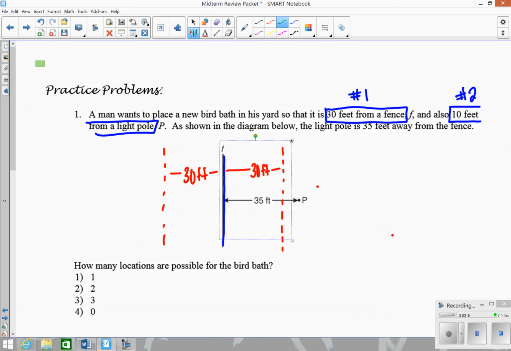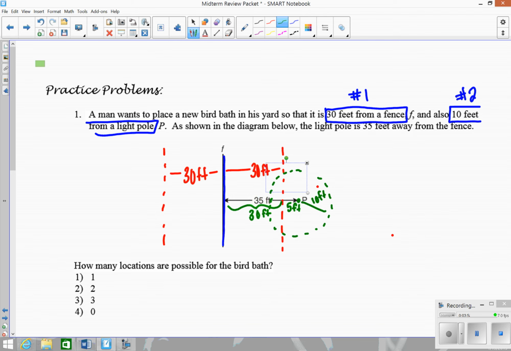The next condition says 10 feet from a light pole. Here's my light pole. So remember, whenever you're looking at a locus situation, with these objects, you're always thinking of it as if you were looking down at it from the sky. So the light pole would look like a point, and I need to go 10 feet from it. So if we said that this distance was 30, that means this leftover distance here is 5 feet. So I need to go 10 feet from the pole, so it's going to be maybe about here. So 10 feet from the pole in all directions is going to be a circle. And this would be 10 feet.